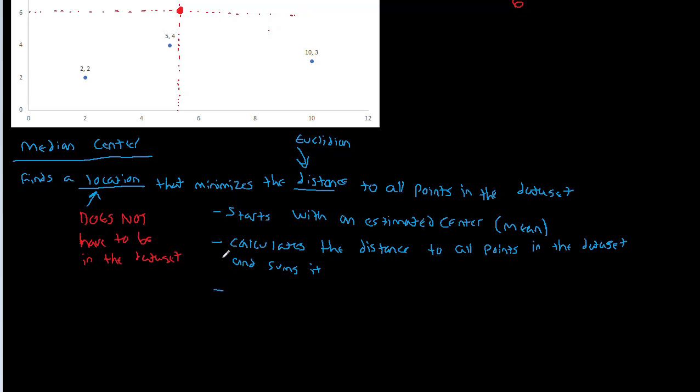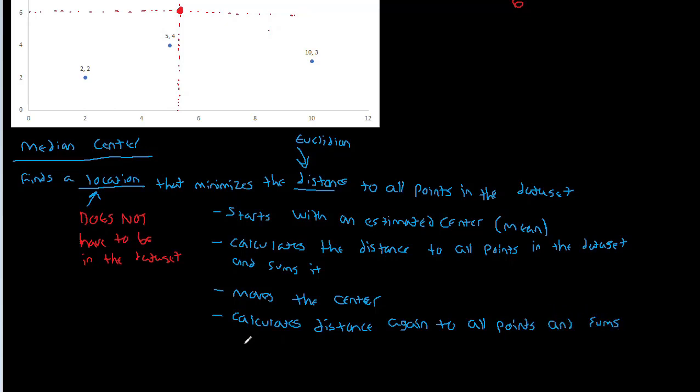Then the internal algorithm determines a direction to move. So it moves the center. And then it repeats the process. It calculates that distance again to all points, and sums it. And then it repeats this process until it finds the point with the minimum distance.